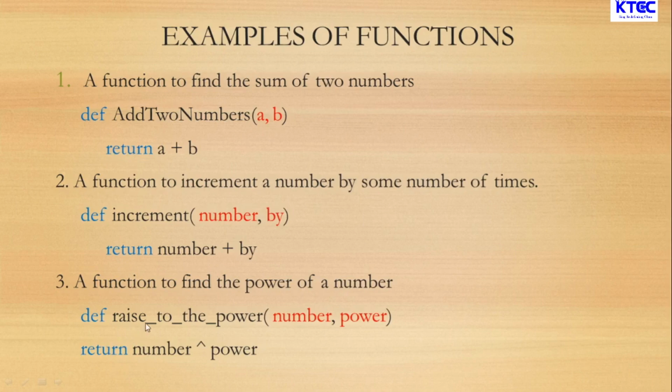So the name of the function is what? Raised to the power. So the number here and then the power. So whenever we call this raised to the power, what is going to happen is this. It will prompt the user, these are the parameters. It will prompt the user to what? Enter some numbers. And the numbers that the user will enter are called the arguments. So the number and then the power which you want the number to be raised to.